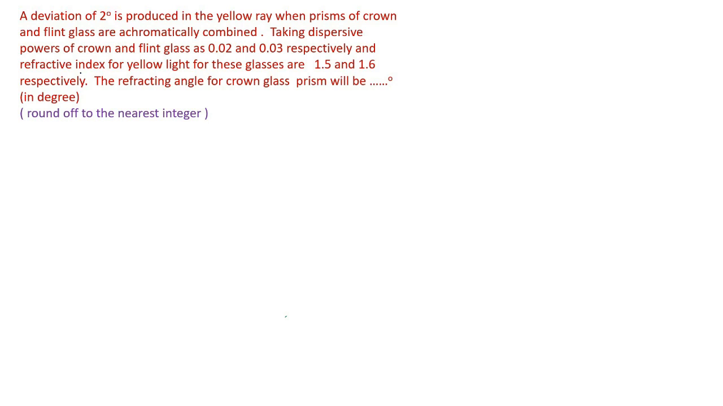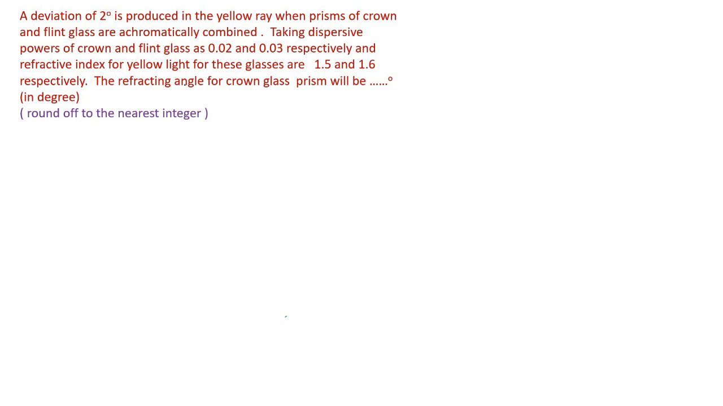We will be doing this problem in physics. A deviation of 2 degrees is produced in the yellow ray when prisms of crown and flint glass are achromatically combined. Taking dispersive powers of crown and flint glass as 0.02 and 0.03 respectively, and refractive index for yellow light for these glasses as 1.5 and 1.6 respectively, the refracting angle for crown glass prism will be ... degrees. Round off to the nearest integer.